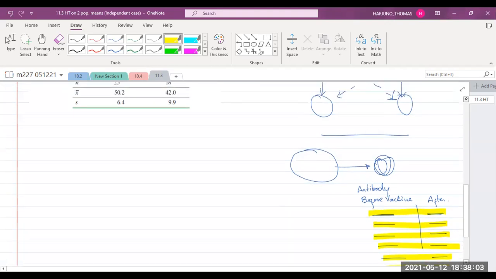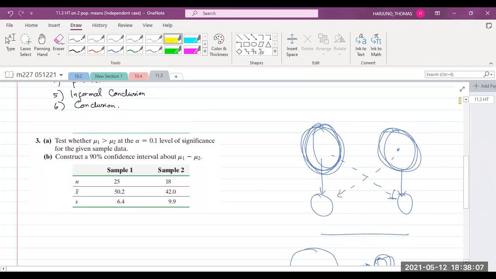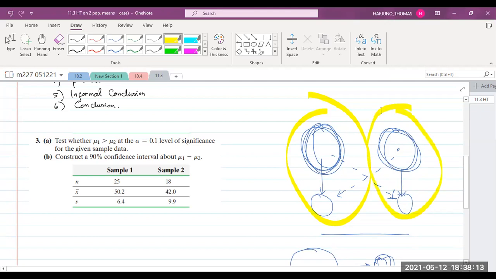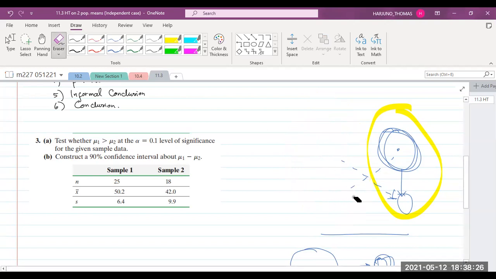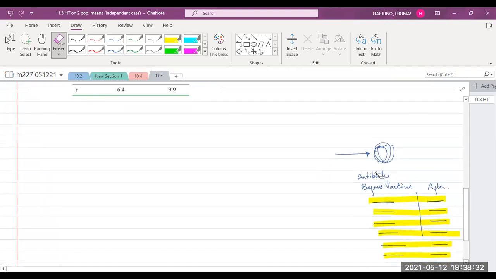That's for dependent case. Independent case, no, you cannot pair them, because the people taking these tests here are totally different people from those taking these tests here, not the same people. The numbers are not coming from the same person. That's why we call them independent case. Now the case that we are dealing with here is the independent case. Now suppose we have this. So let's cut to the chase.